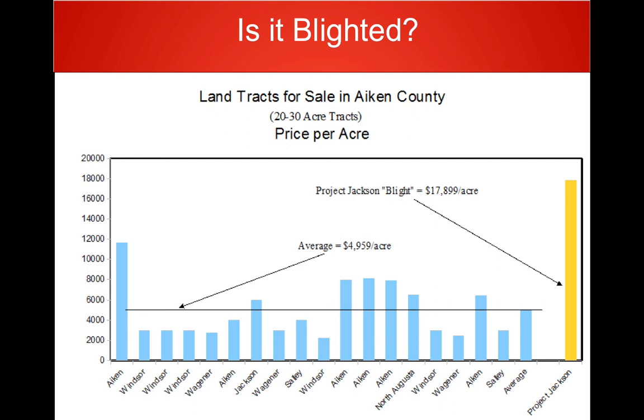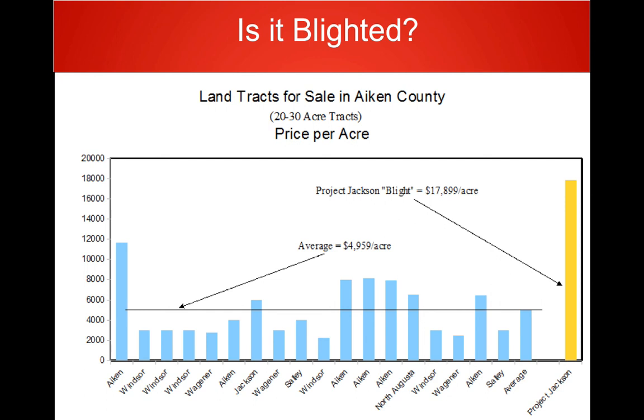And the far right blue bar is the average. And we just drew a line across, so you can see how the properties compare to the line. The average is about, let's say your argument is going to be, $5,000 an acre. That's the average price per acre on tracts of land that are for sale in Aiken County.